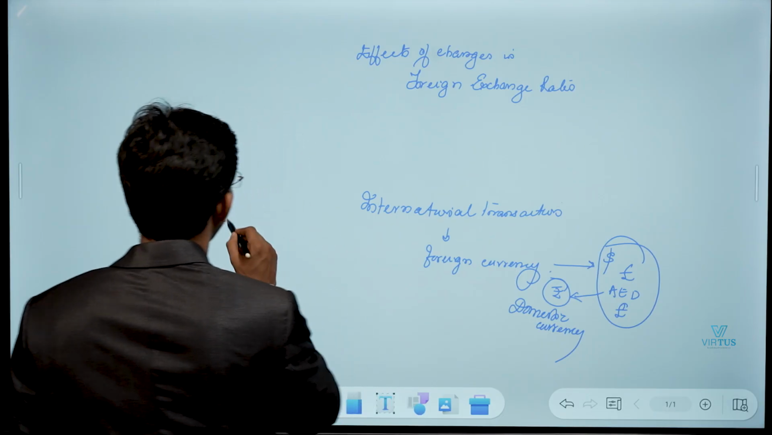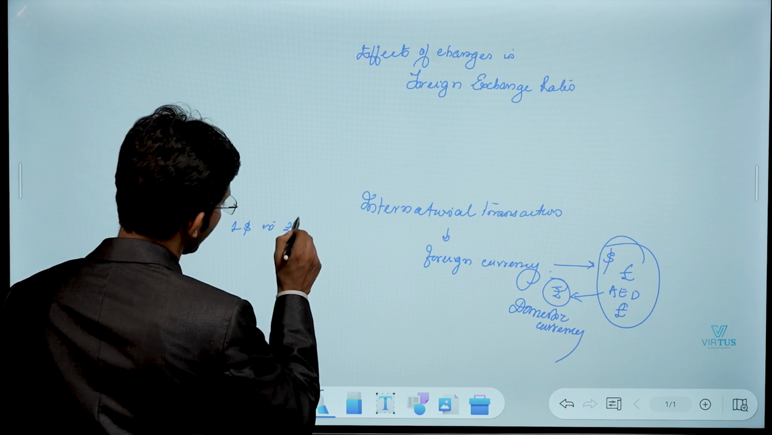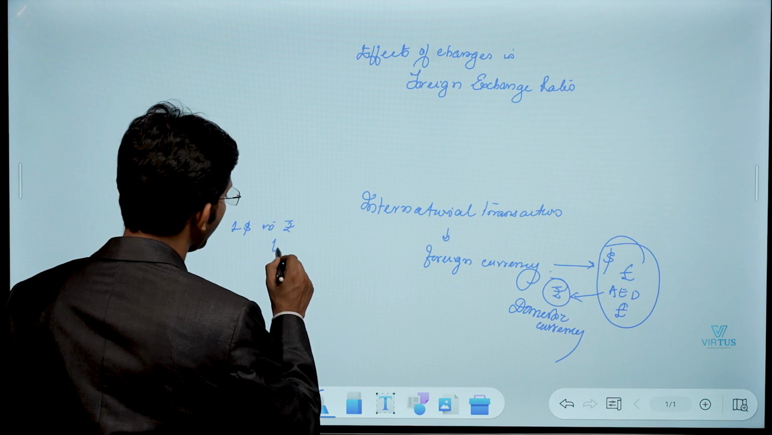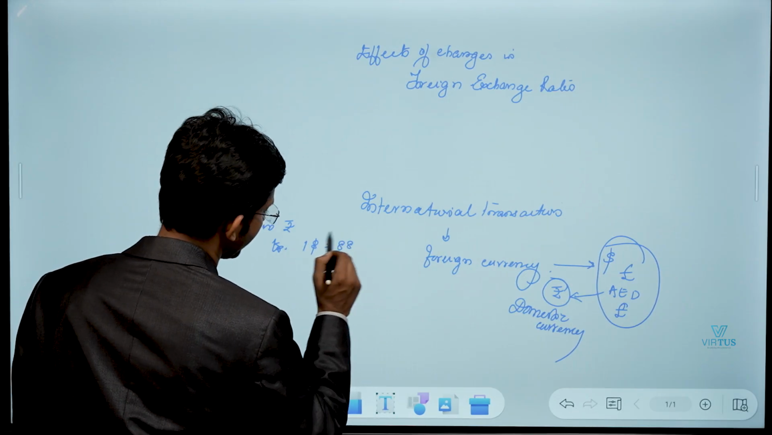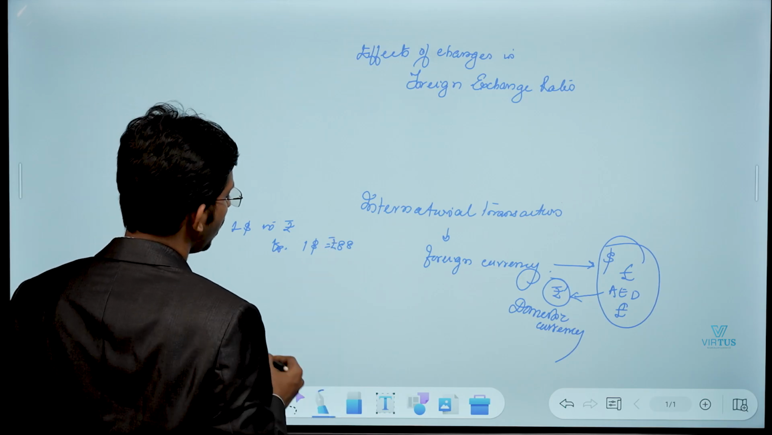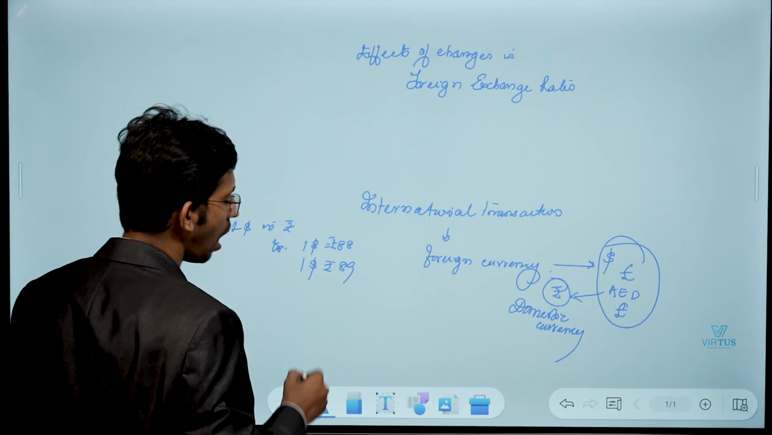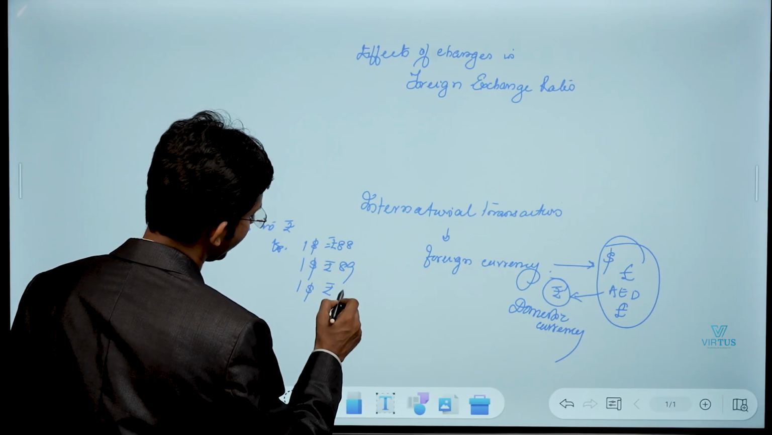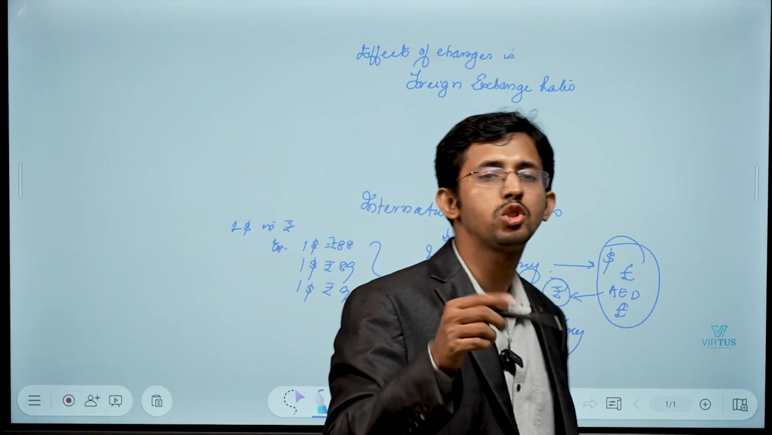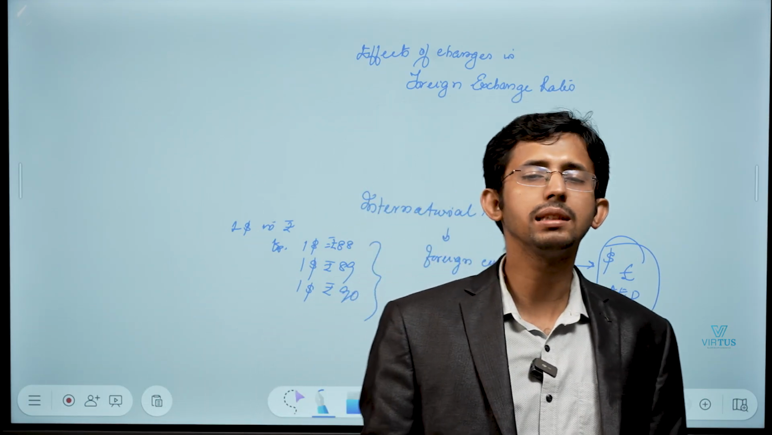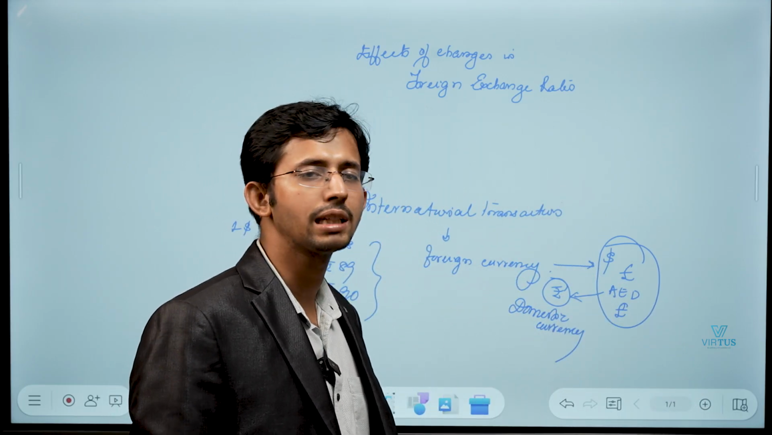So the value of $1 in rupees is not the same today. Today it could be, let's say, $1 is equal to 88 rupees. After 1 week it could be, let's say, 89. After 1 year it could be 90. Like that, any foreign currency, the value might change day by day, month by month, or even year by year, right? It will change depending upon the time.